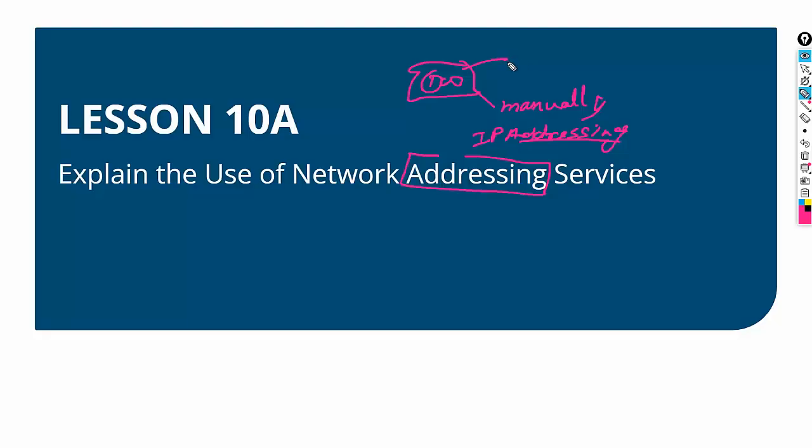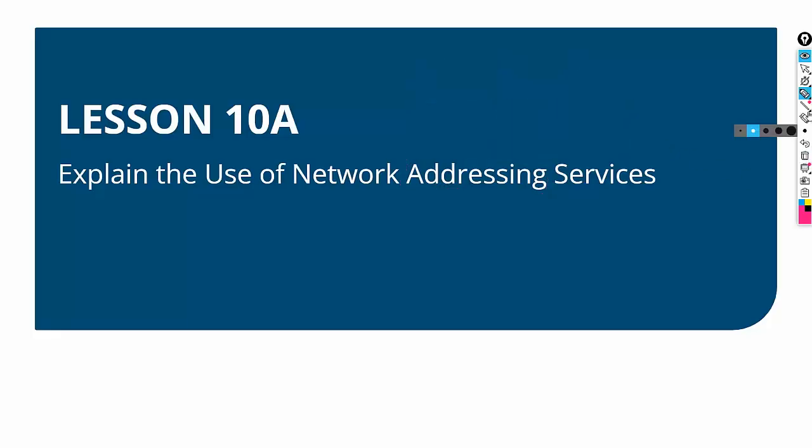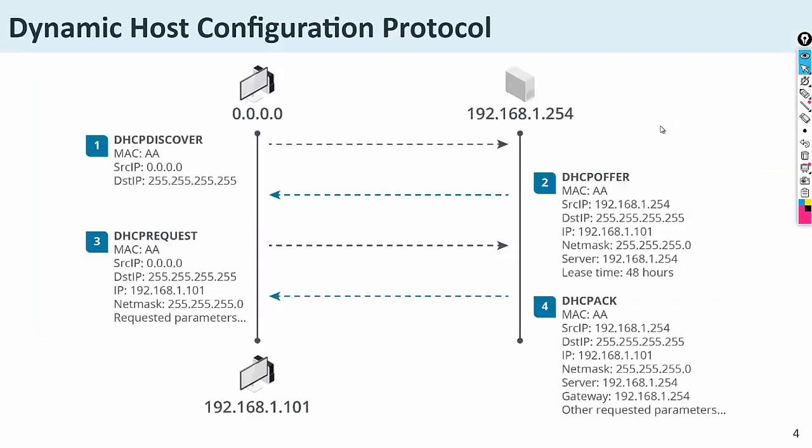So you can use an automatic service. It is called DHCP, Dynamic Host Configuration Protocol. How does it work? For example, when your computer is fresh in the network, it doesn't have any IP address, so it will request an IP address.